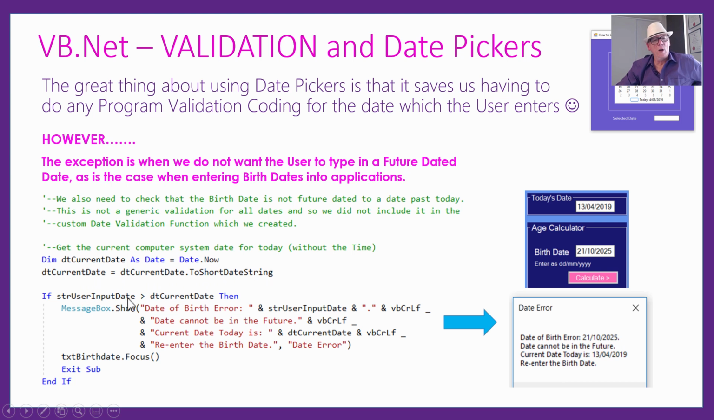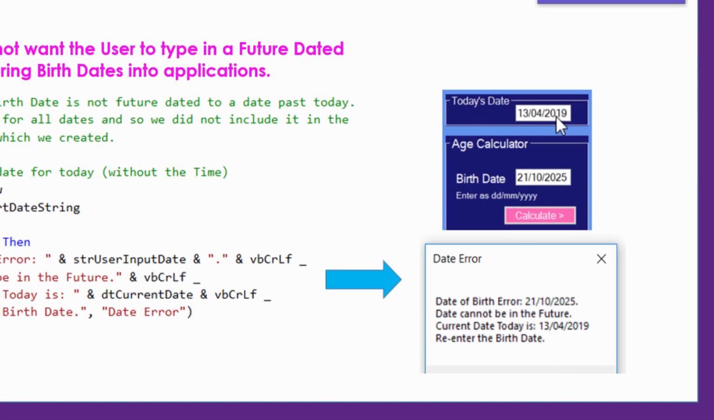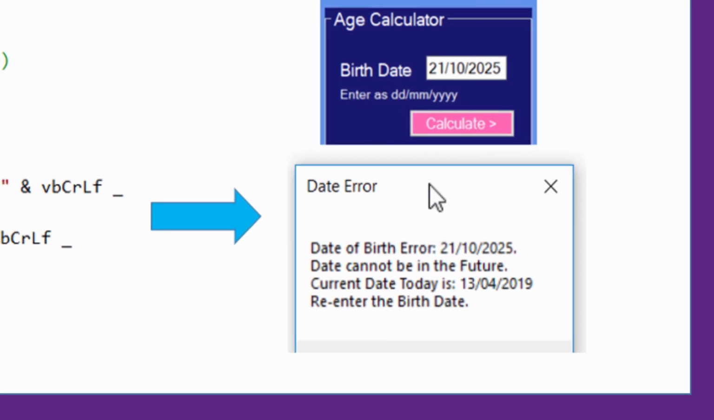And then we compare what they put into their input on the calendar, which we've moved into str user input date already. So they picked and clicked, and we put that result in str user input date. If that's greater than dt current date, then we've got a problem, and we just give them this error message here, which we've formatted up. So yeah, if they try and pick a birth date of 21st of the 10th, 2025, when we're only in 2019, that's not going to work out for a birth date because that's too far in the future.